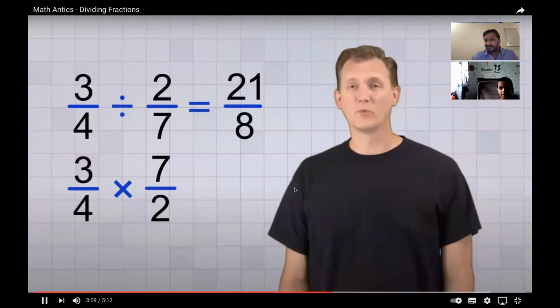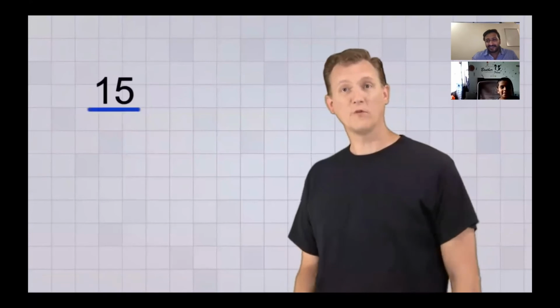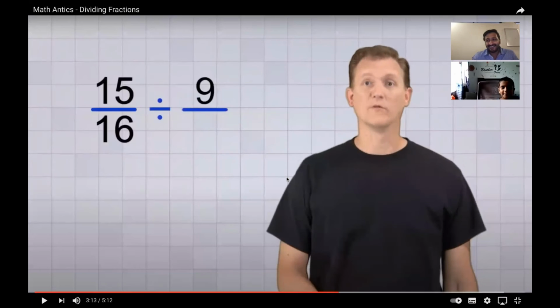Easy. But let's try one more example. Let's try 15 over 16 divided by 9 over 20.